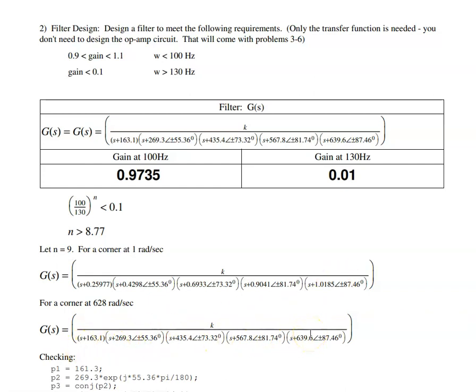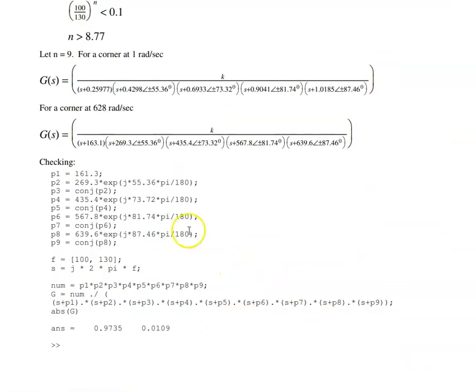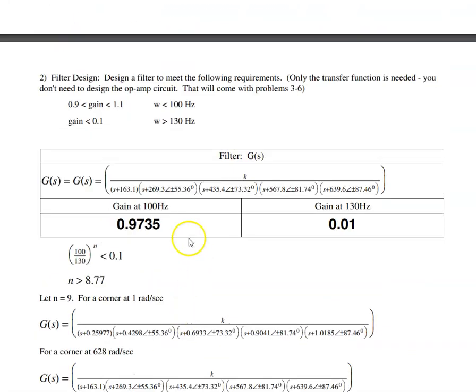Now let's check. I'll throw this into MATLAB. Here are my 9 poles. Find the gain at 100 and 130 Hz. That's frequency. S is j omega. Calculate the gain. The gain is 0.97 at 100 Hz, 0.01 at 130 Hz. So this meets the requirement. Again, there are other designs that work. This is one of them. That's problem number 2.